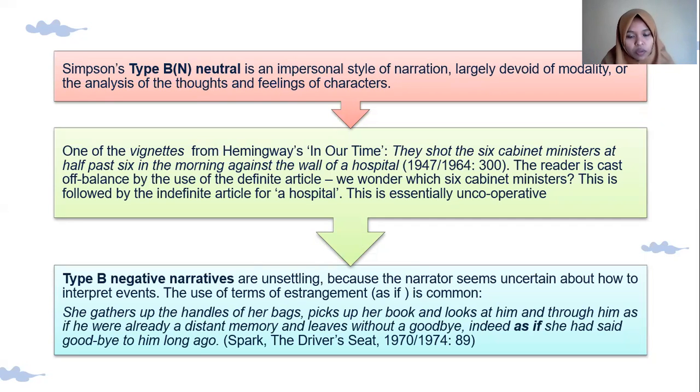She gathers up the handles of her bags, picks up her book and looks at him and through him as if he were already a distant memory, and leaves without a goodbye. Indeed, as if she had said goodbye to him long ago. So the phrase as if is involved in the terms of estrangement. So this is an example of type B negative narrative.